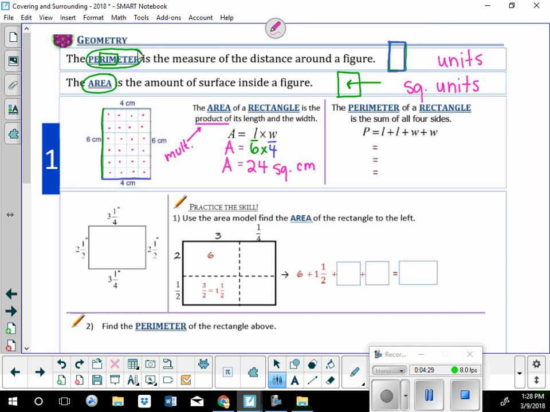You might also have seen your answer written as 24 centimeters squared. Okay, that means the same thing as square centimeters. I just think it's easier to think about what a square centimeter is.